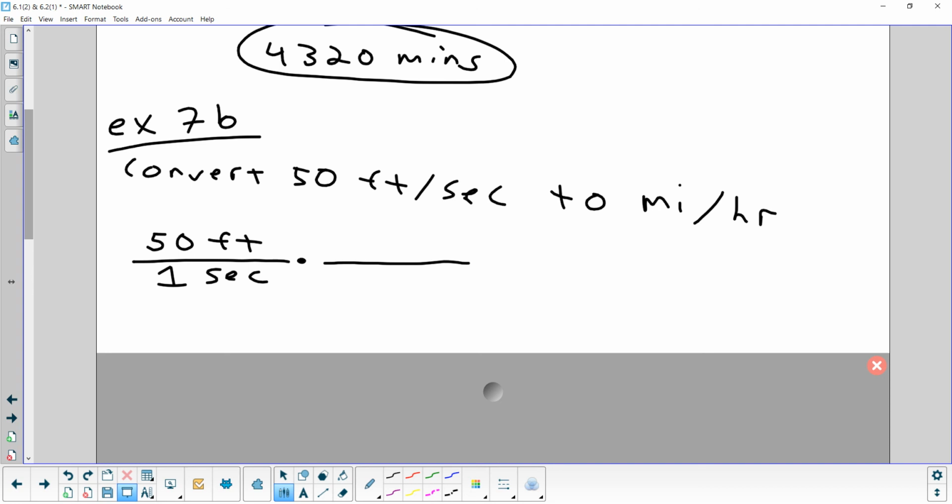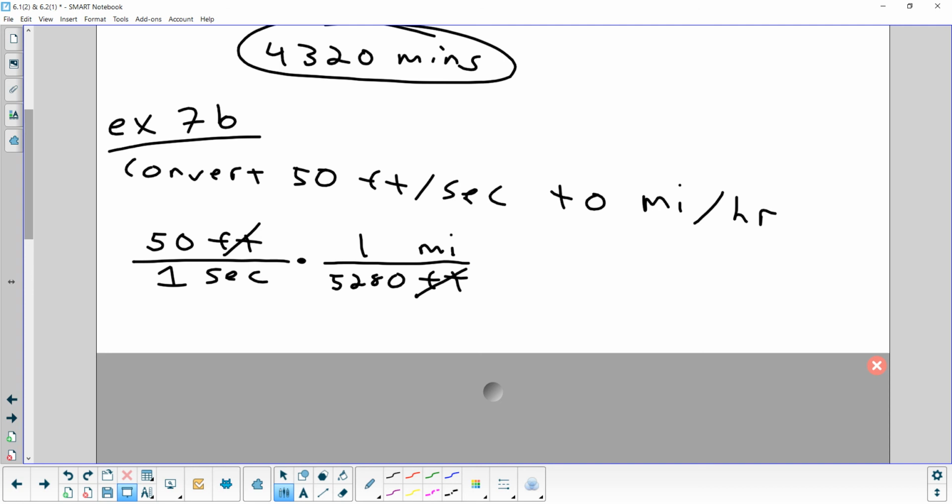Even if you don't know how many feet in a mile, you should know if feet is going to go in the top or bottom. We're trying to cancel it out. Where would feet go to cancel out? Jake? Bottom. Miles would go in the top. Now we need to know, does anybody know how many feet in a mile? Yep. 5,280. Yep. 5,280 feet in 1 mile.